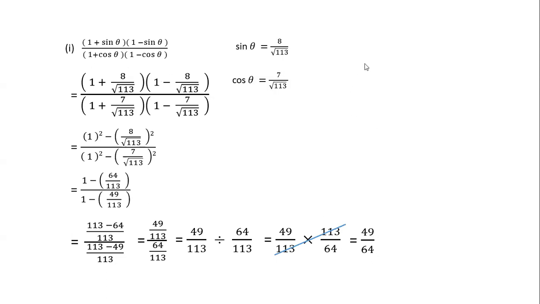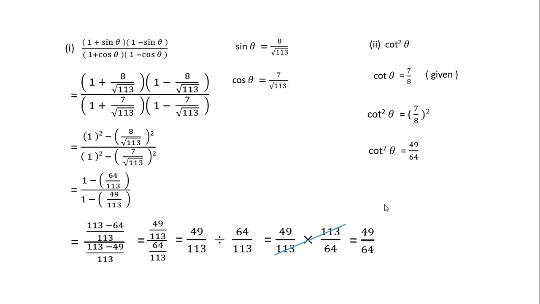Now the second part. Let us take cot square. Cot is what? Cot is 7 upon 8. This is given. So cot square will be 7 upon 8 square, which is equal to 49 upon 64. So both are equal. Getting it? So you are getting the same values.